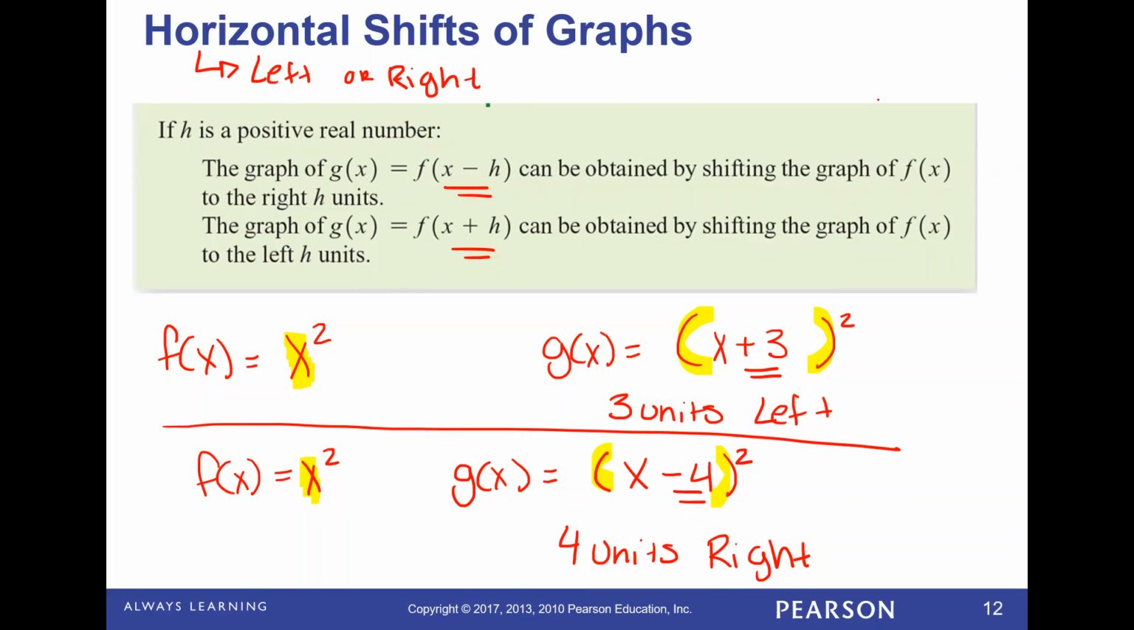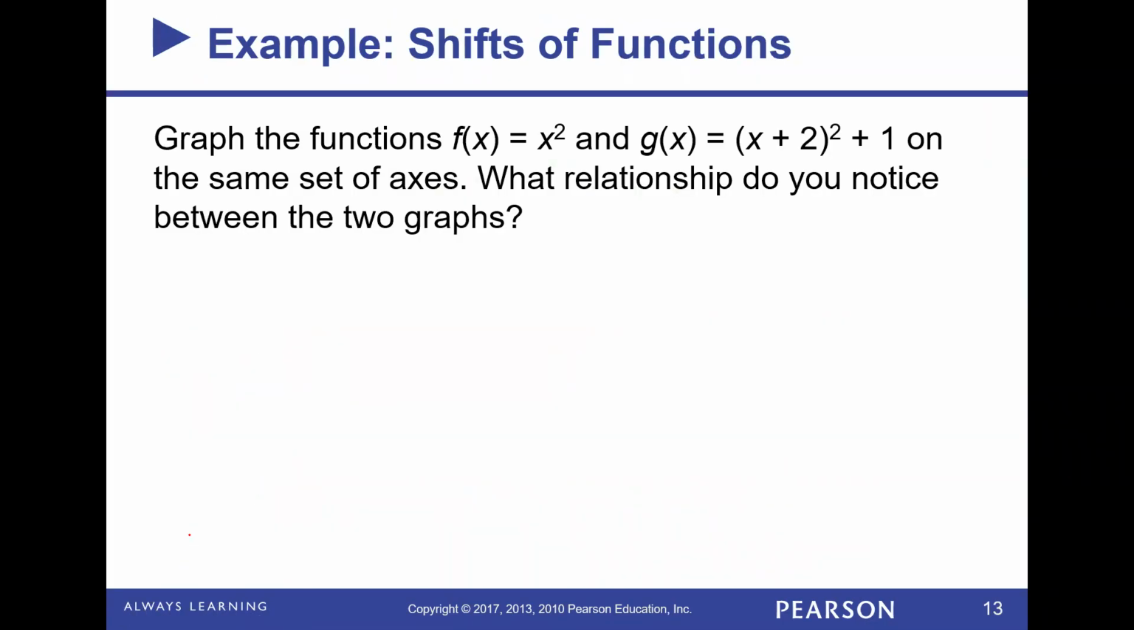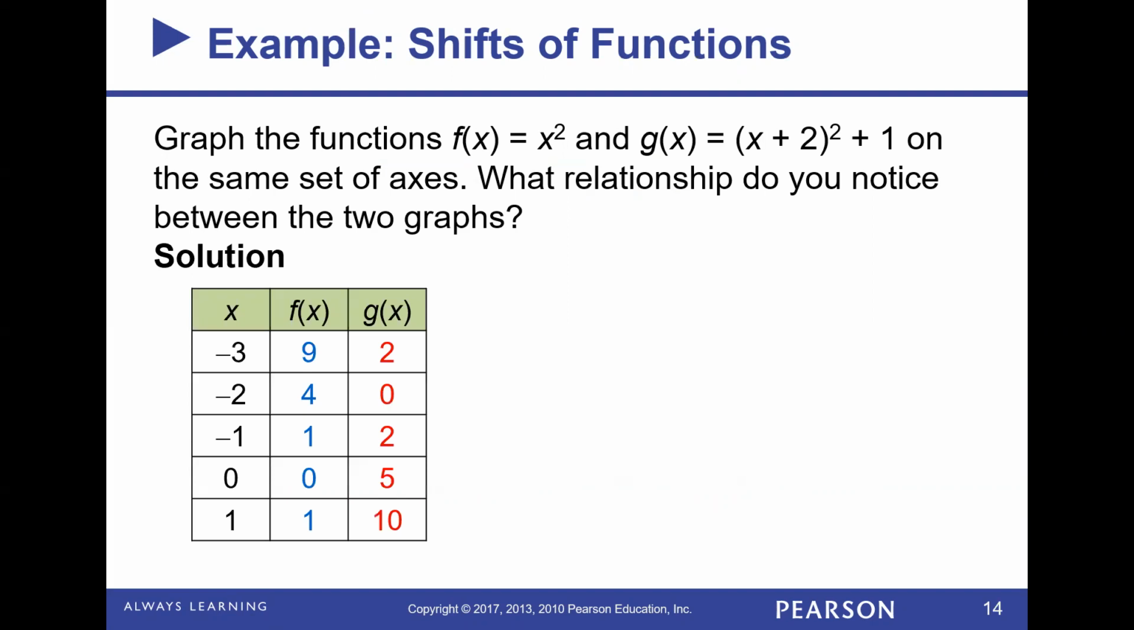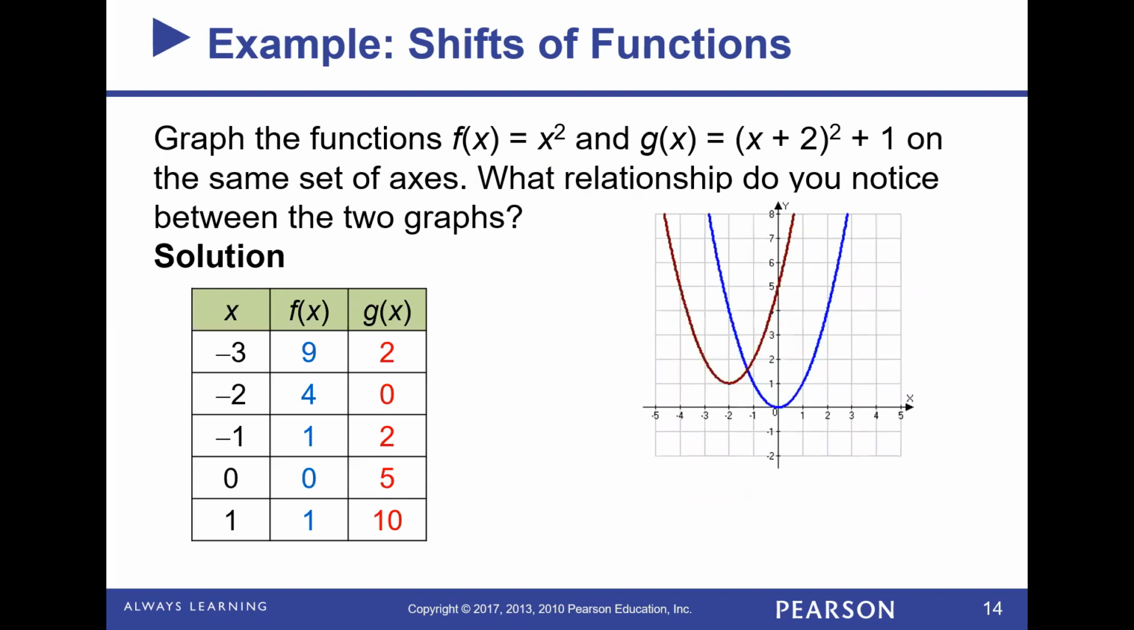So let's try this with a couple of other ones, and look at some of the other possible transformations that can happen to a graph. Let's graph the function f of x equals x squared, and my g function is going to be x plus 2 quantity squared plus 1. We're going to graph them on the exact same axis so we can see the big difference between the two. As I graph the first one, we're going to start with the base parent function in y1, and in y2, I'm going to do my transformed function.